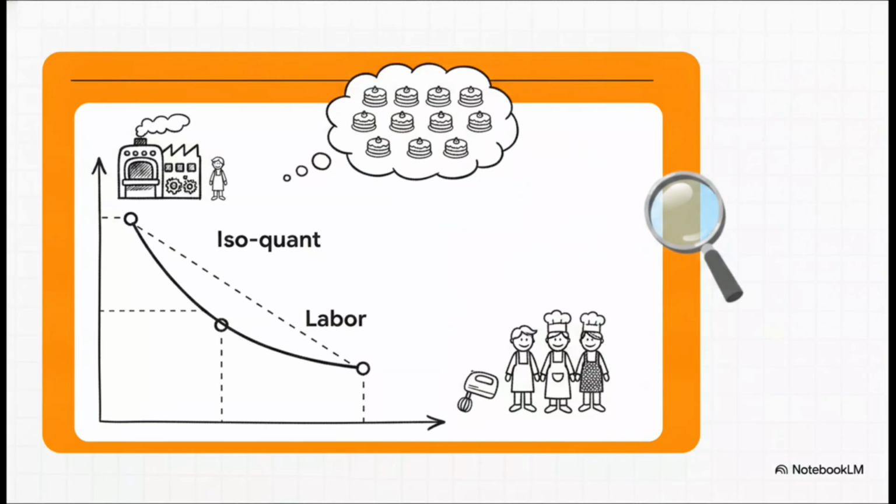Imagine a recipe where you need to bake exactly 100 cakes. An isoquant shows you that you don't just have one strict way to do it. You could use a ton of industrial ovens and just a few bakers. Or you could swap out some of those expensive machines for more workers doing things by hand and still bake the exact same 100 cakes. It basically represents all your different options for hitting your target.